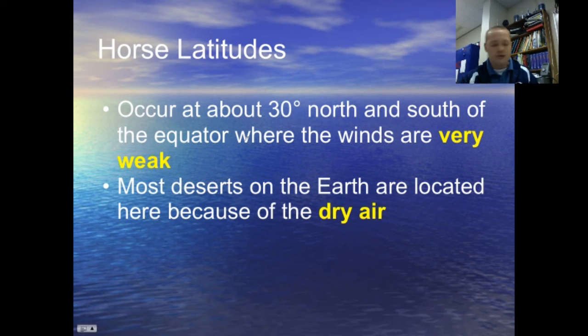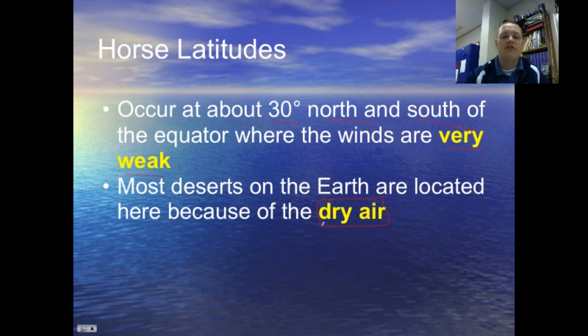Then you get the horse latitudes. The horse latitudes occur around 30 degrees both north and south of the equator. The reason why the winds are weak there is that this is a transition phase between that warm, moist air coming from the equator moving north and that cool, kind of warming up air mass from the poles moving back towards the equator. What happens is that moisture starts to run out because you have a change in the density of the air and the moisture it's picking up. And that's why most of the deserts are located here, because of this dry air.